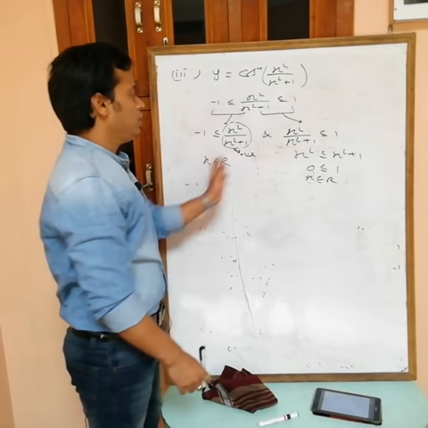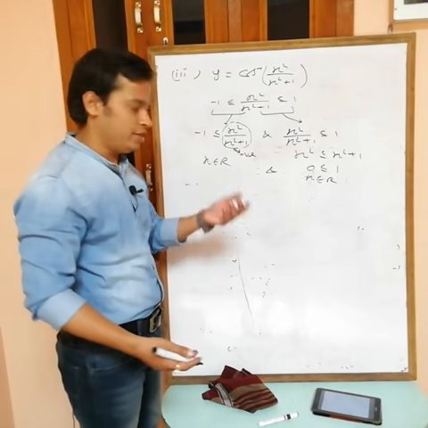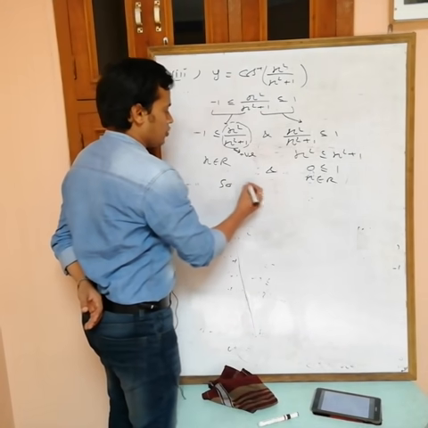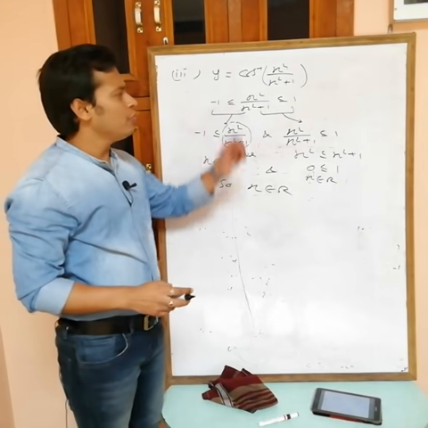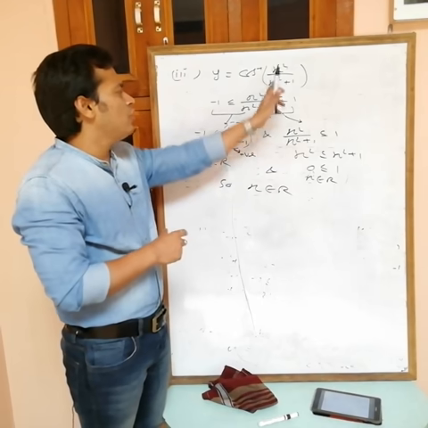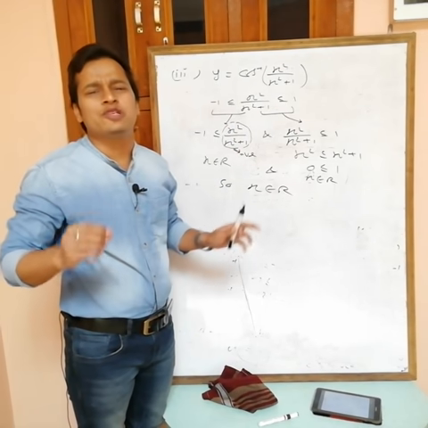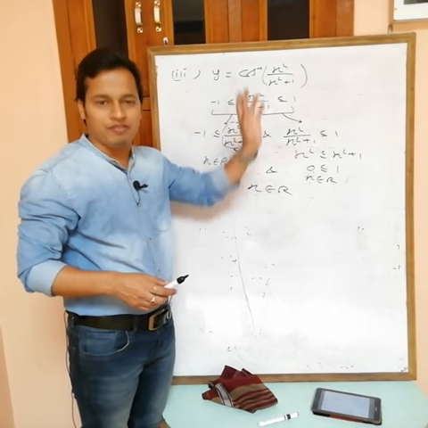Okay, so take intersection of both. If you take intersection of both, R intersection R is again R. Okay, so x belongs to R. It means put any value, doesn't matter. Put any value of x from minus infinity to plus infinity. This one always lies between minus 1 to plus 1. Obviously, actually this one always lies between 0 and 1.